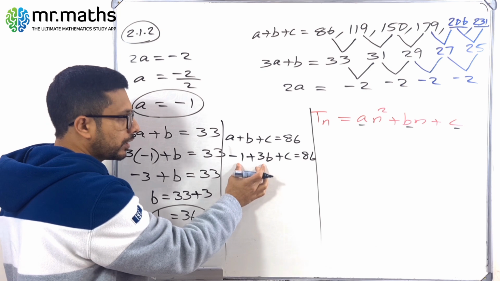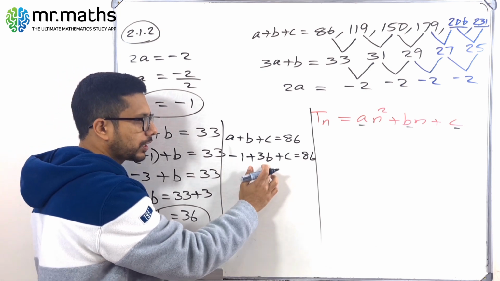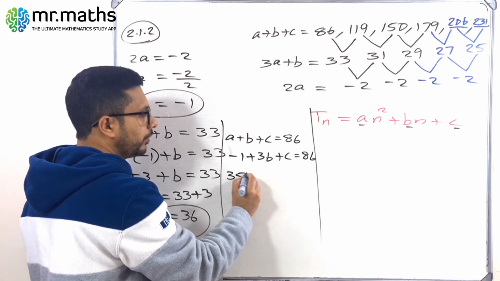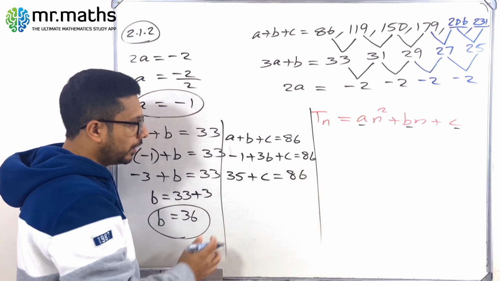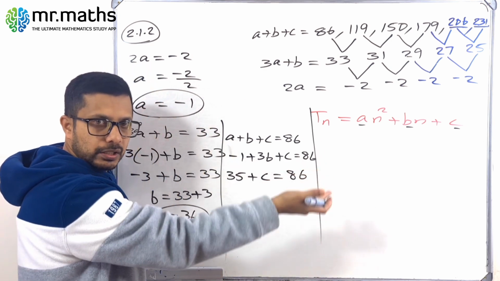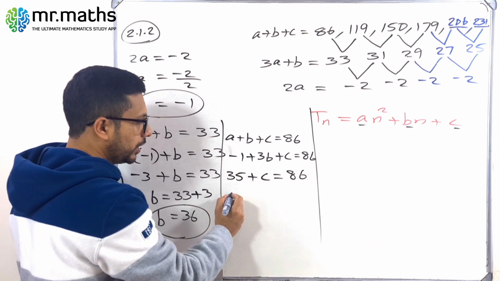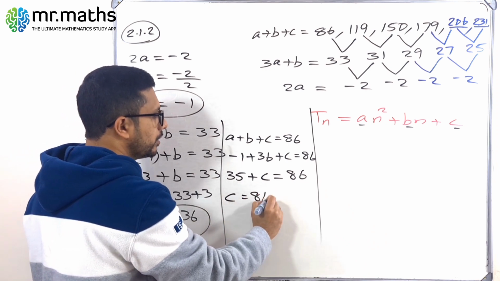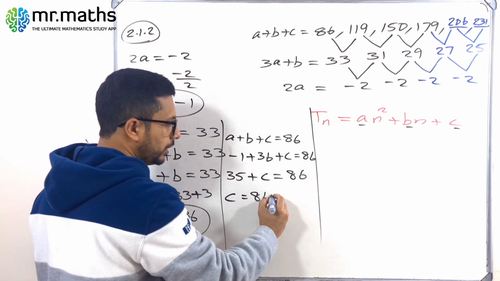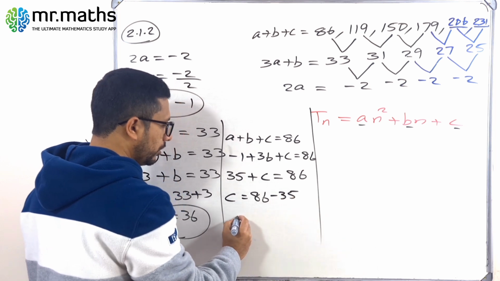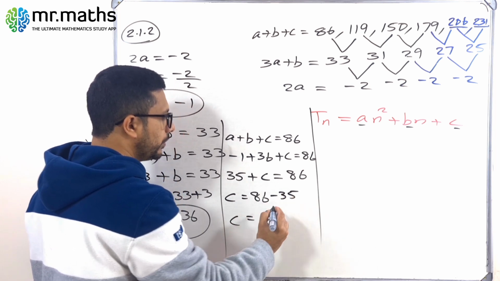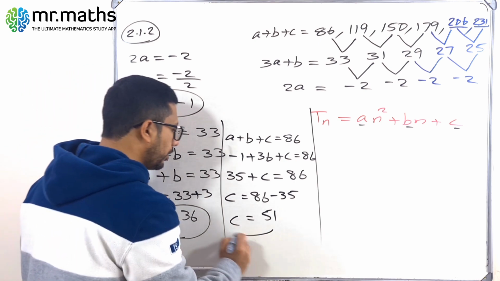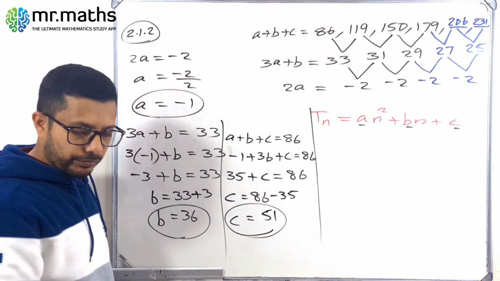So take all these numbers, or we can solve here. Minus 1 plus 36 is 35, plus C is equal to 86. Now we can take this 35 to the other side to find the value of C. So C is equal to 86 minus 35, so C is equal to 51. So now we got the value of C also as 51.